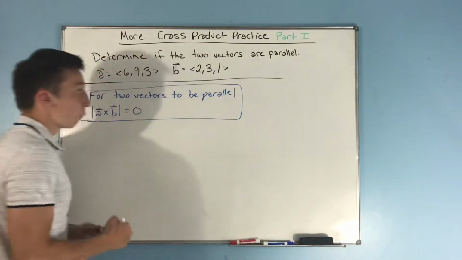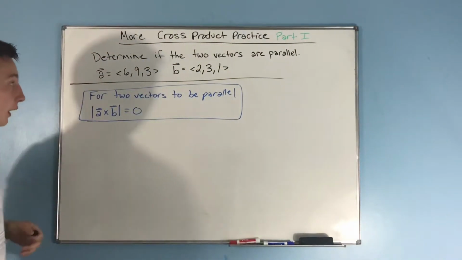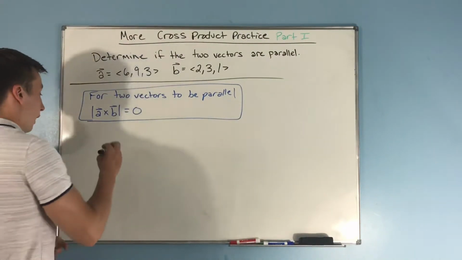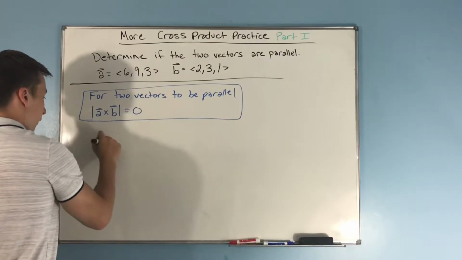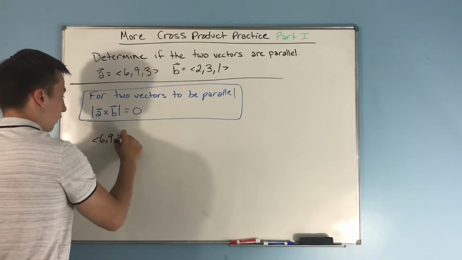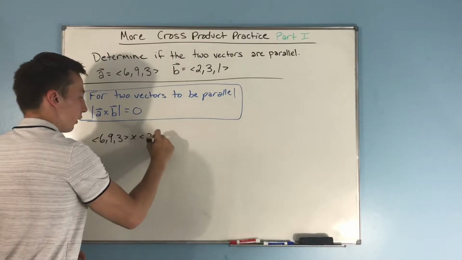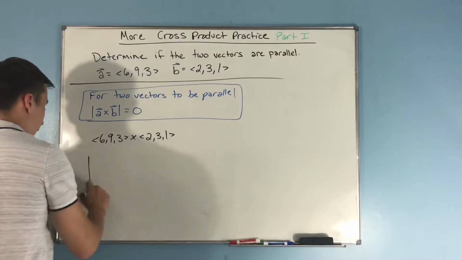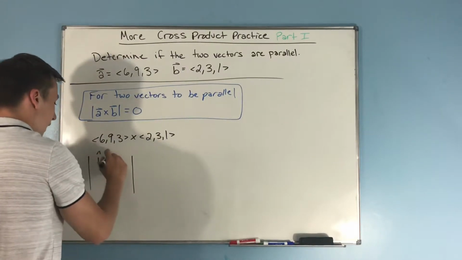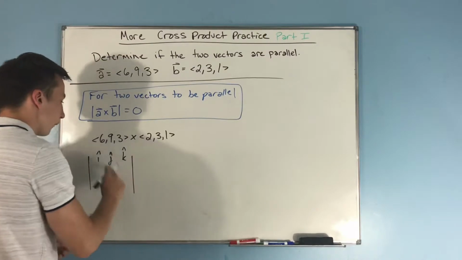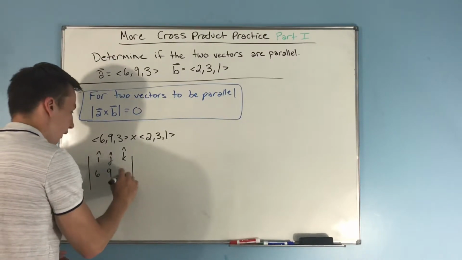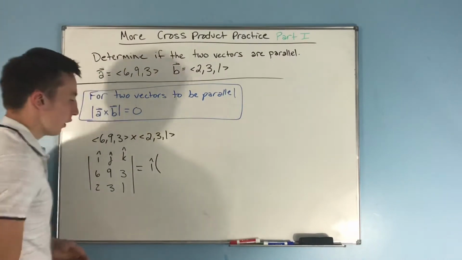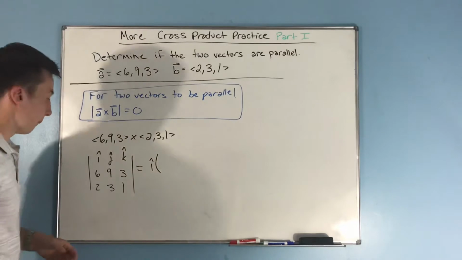So, what we can do is find the cross product of these two vectors, A cross B. And what we get, when we do that, is 6, 9, 3 cross 2, 3, 1. And to find our cross product here, we're going to have to set up our 3 by 3 matrix. We have i hat, j hat, k hat on the top. We have 6, 9, 3 and 2, 3, 1.